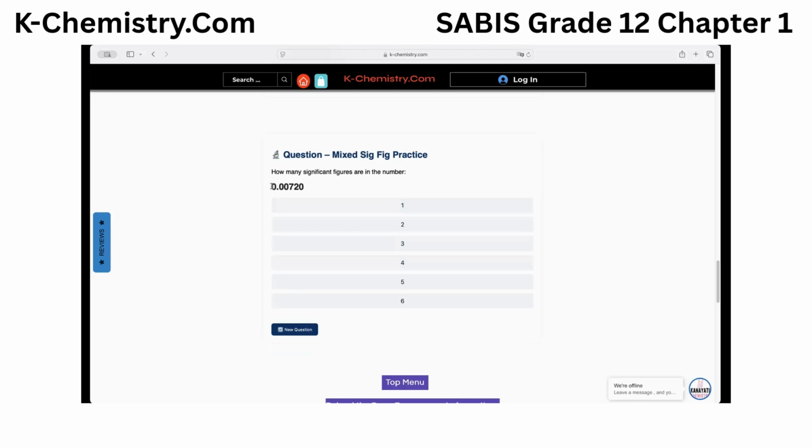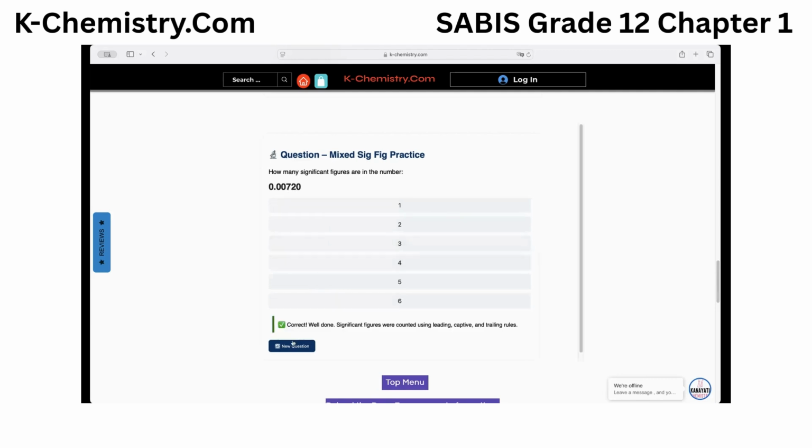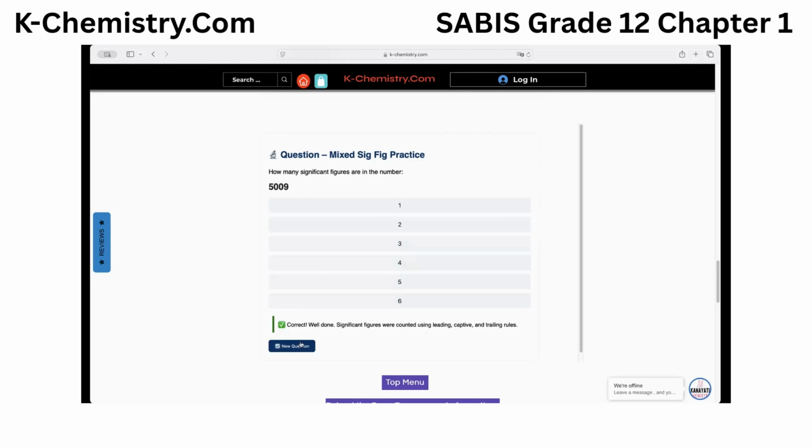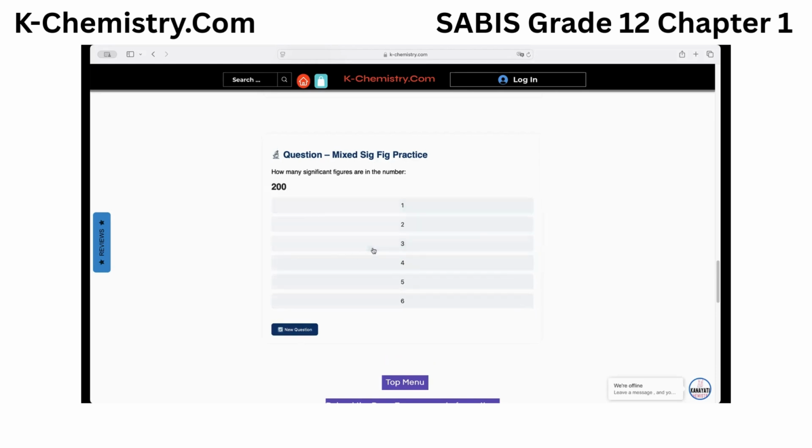And this one, these 3 on the left are never counted. This 0 on the right is counted because there is a decimal. So I have 3 significant figures. And these 4 are counted. This is okay. So these 2 zeros in the middle will be counted. I have 4 significant figures here. These 2 zeros on the right are not counted because there is no decimal place on the right. The zeros on the right are only counted if there is a decimal place. So only 2 is considered as a significant figure.